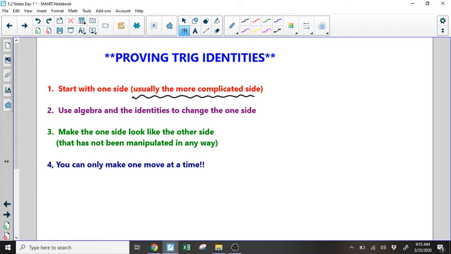After you pick the side, you're going to use algebra and your identities to change that side. You can make the one side look like the other. The other side will not change at all. You are only changing one side ever. The other side remains exactly as it starts. And you can only do one move at a time. So although some of us might be able to do a couple algebraic steps in our head, the key to this is that we are proving it, and so we have to show our proof as we go.